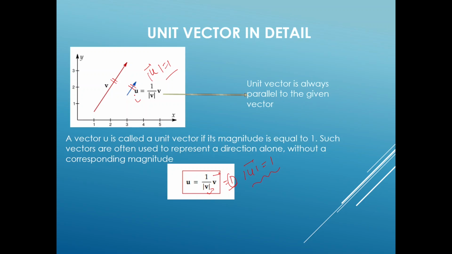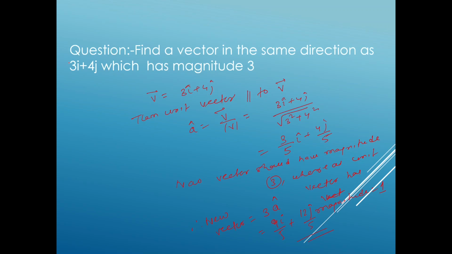Okay, so let's try to solve a particular problem. Find a vector in the same direction as 3i plus 4j whose magnitude is 3. So we need to find a vector having the same direction as 3i plus 4j. Which vector always has the same direction as a given vector? That is nothing but a unit vector. So suppose a is the unit vector of the given vector v, which is 3i plus 4j. So v by modulus of v: 3i plus 4j over the square root of 3 square plus 4 square, which gives 3 by 5 i, 4 by 5 j.